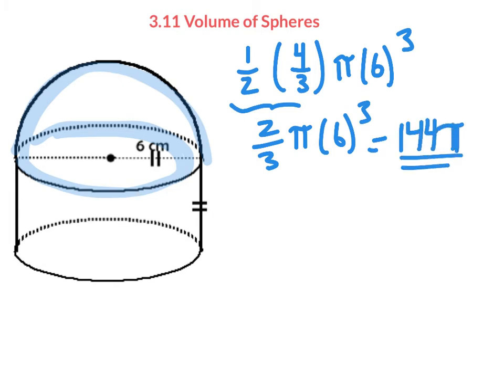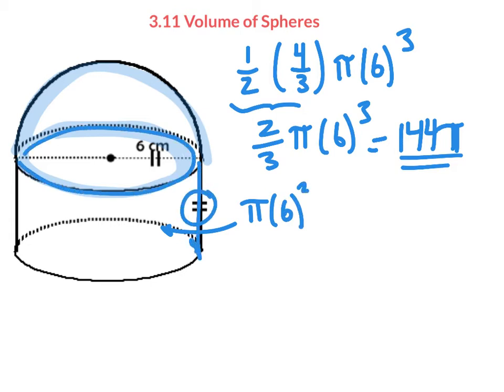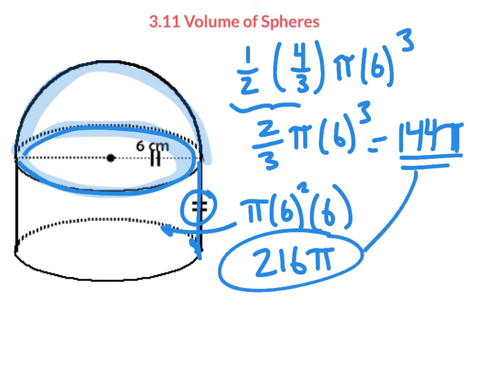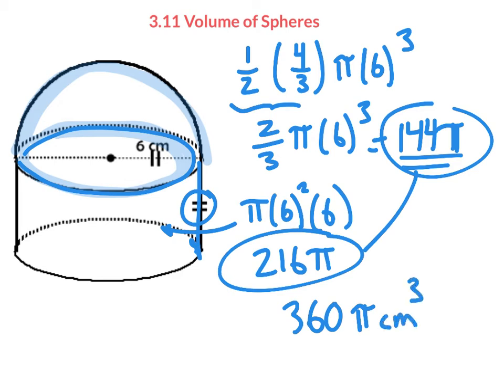And the bottom you know to be a cylinder, right? So this is pi r squared, the base, times the height, which happens to also be 6. And that's 216 pi. Those two numbers added together give us our final answer. And so this would be the composite volume of those two solids together.